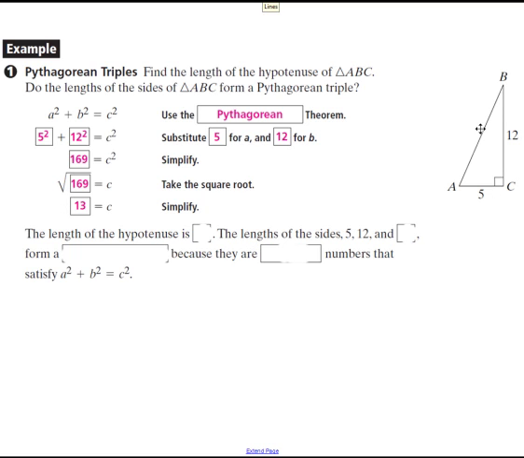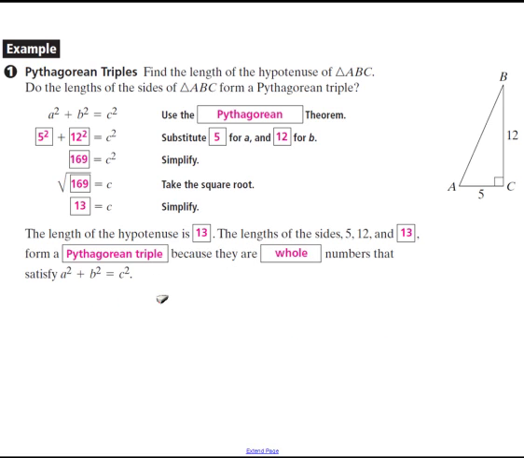Now the question is, is this a Pythagorean triple? We look back to our definition of Pythagorean triple, and it's just three whole numbers that satisfy the equation a squared plus b squared equals c squared. So 5, 12, 13, are those all whole numbers? Absolutely. Do they satisfy the equation? Yes, they do. So I would say that 5, 12, 13 do form a Pythagorean triple because they are whole numbers and they satisfy the equation.